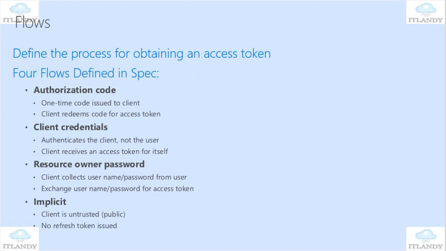There are four flows defined in the spec: authorization code, client credentials, resource owner password, and implicit. What do they mean by each one of these? Authorization code: a one-time code is issued to a client, and the client redeems the code for an access token. Client credentials: the client validates and then receives the token itself. Resource owner password: collect user information and exchange the username and password for an access token. And the last, implicit: the client is untrusted because it's public, so there is no refresh token, which means the token will expire.